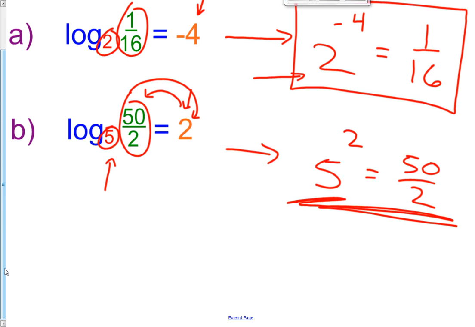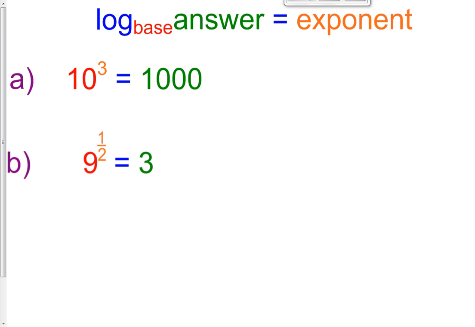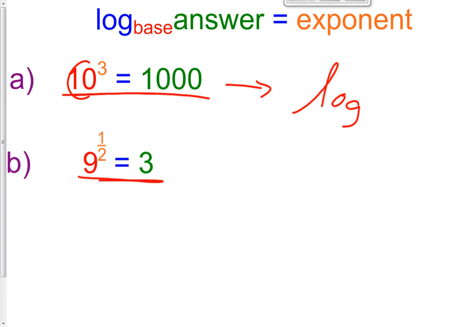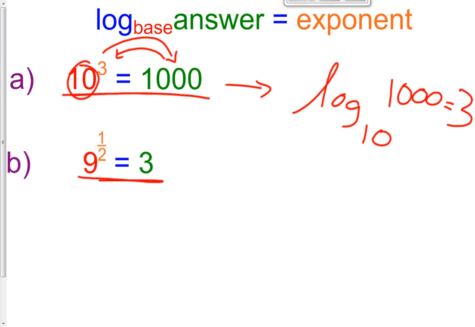So that could be another way of looking at it. Let's try to go the other way around now. These are in exponential form. I got to put it in logarithmic. So logarithmic form has a log with the same base. So this is base 10, so we're going to keep it log base 10. And then these two basically switch spots. So log base 10 of 1,000 equals 3.